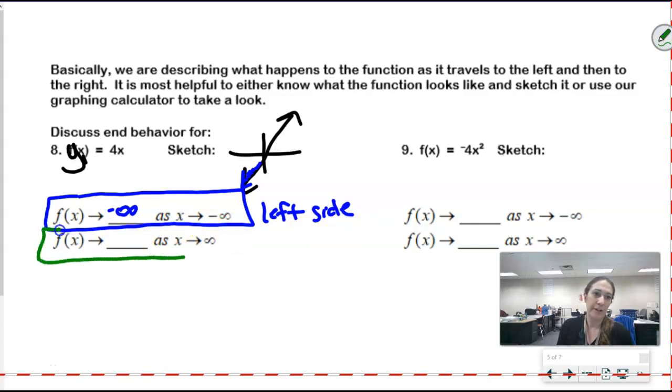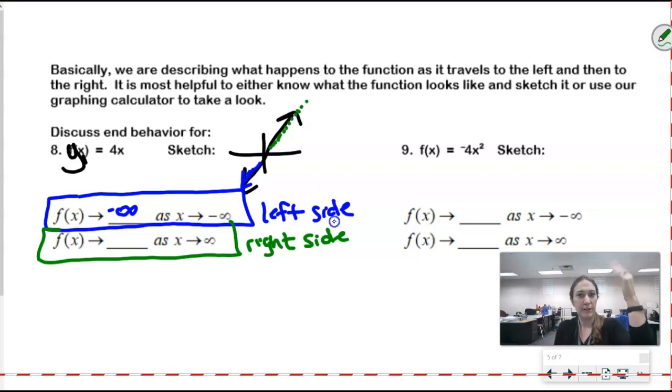On the contrary, this part of end behavior is saying right side. So a little bug traveling along the right side of my function, my polynomial, it's going up, up, up forever, and I'm not going to stop ever. It's going up to, we call that positive infinity. I'm just going to write infinity.